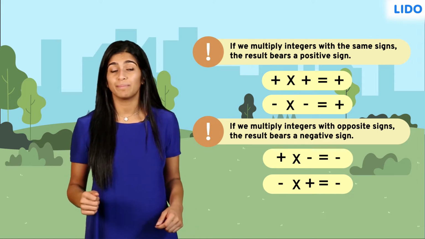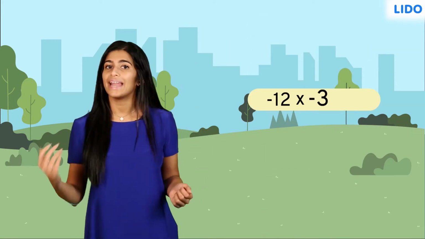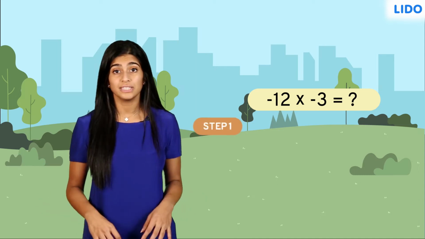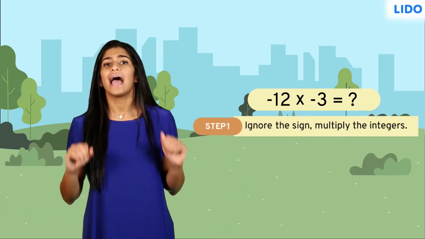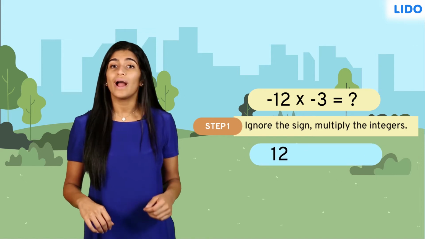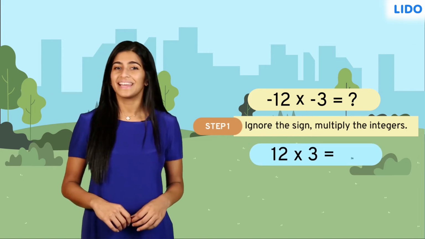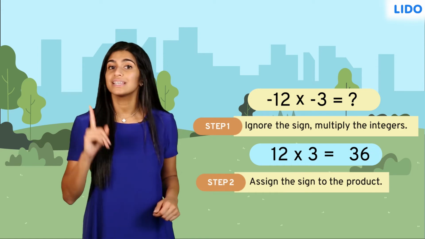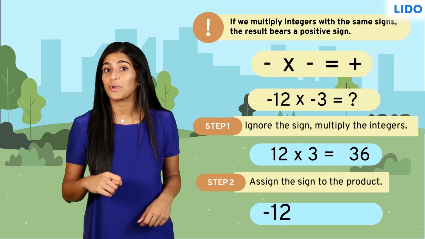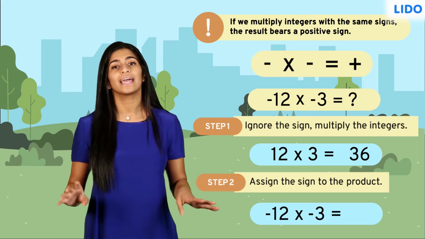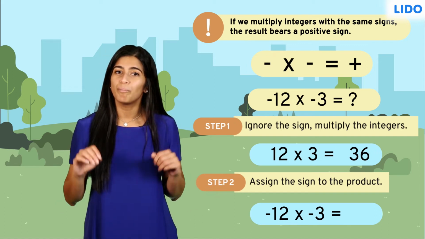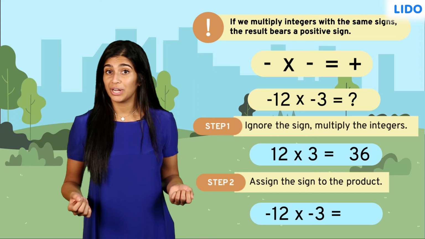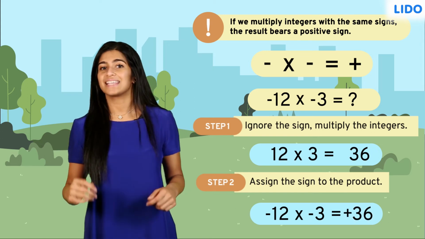Let's see how we can multiply negative 12 and negative 3. As the first step, ignore the signs and just multiply the numbers 12 and 3, which gives us 36. Now, assign the sign to the product using the sign rule. Since we are multiplying numbers with the same sign, the answer should have a positive sign. The answer is positive 36.